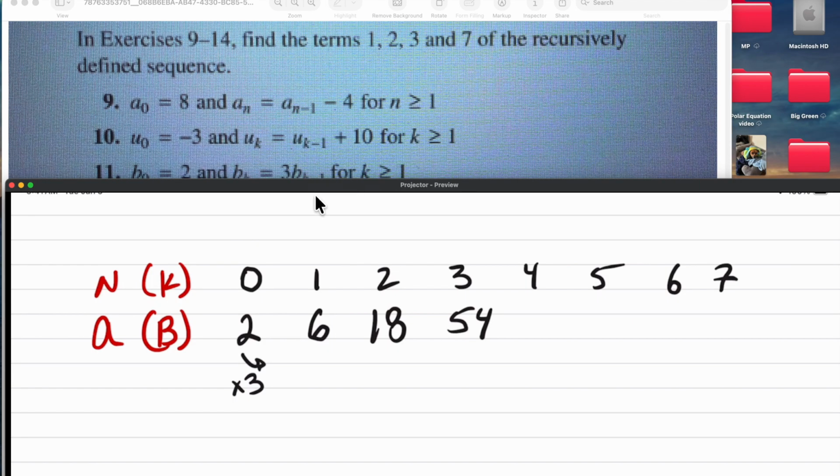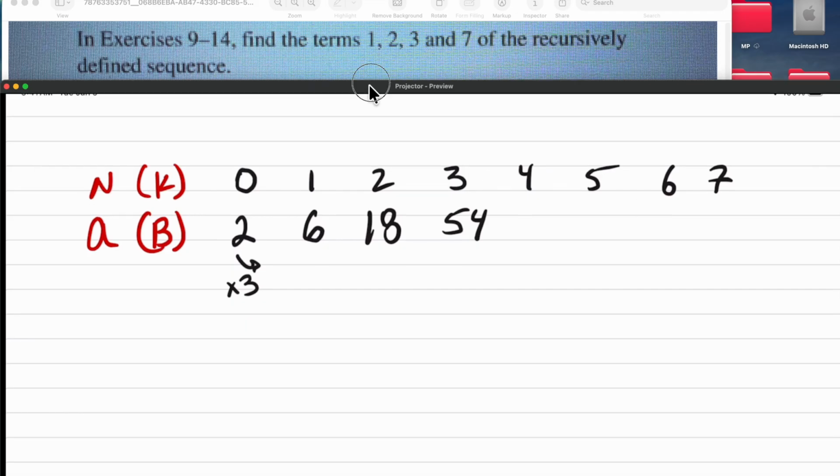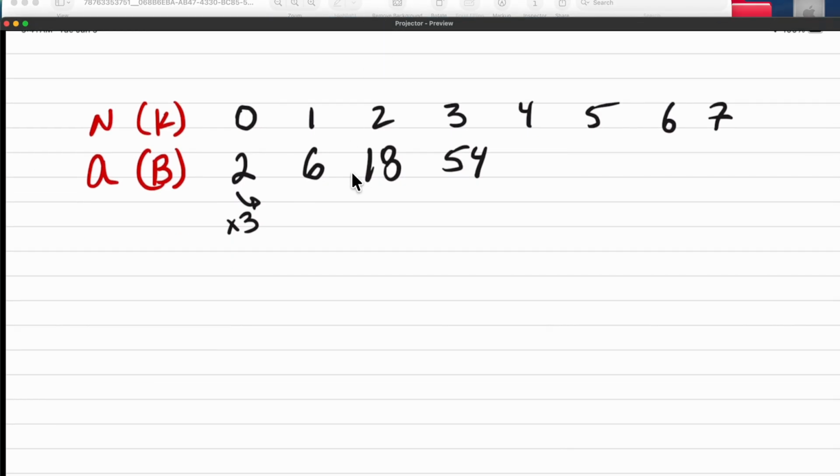And let's now find A sub 7 without multiplying by 3. Let's see if we can do it more elegantly. Here we're going to say the amount at position n is going to be the amount at position 1 times our R value, which is 3, to the n minus 1. Okay, let's see if that works.